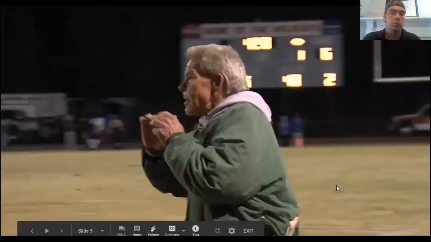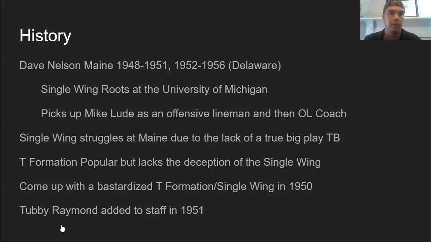Now, going to go back to screen share real quick. I'm a history guy. I'm a history major, so I like to look at the history of things. So just a really quick history of the wing T offense. So a guy named Dave Nelson would originally come up with it at the University of Maine. He was a single wing route type of guy at the University of Michigan. He's a head coach in Maine from 1948 to 1951.